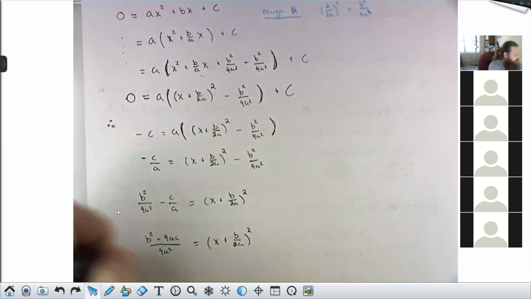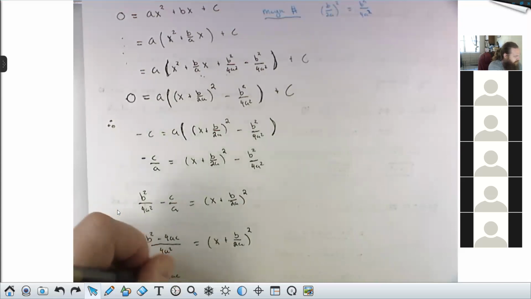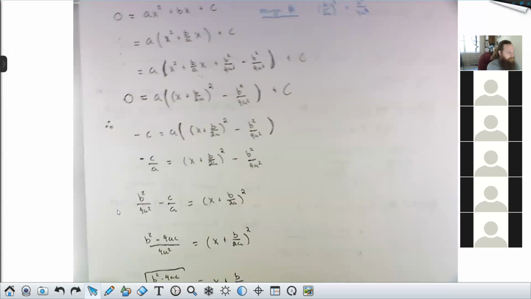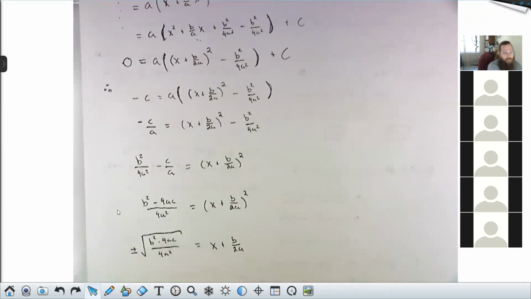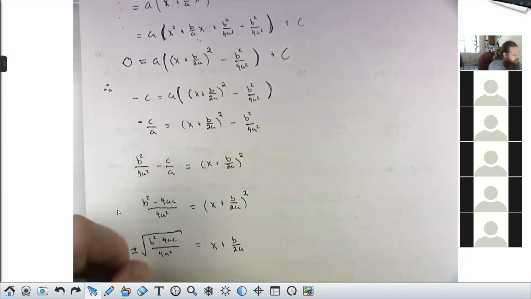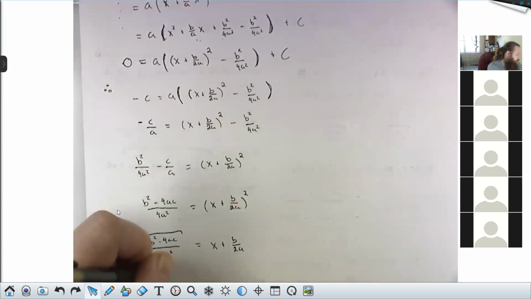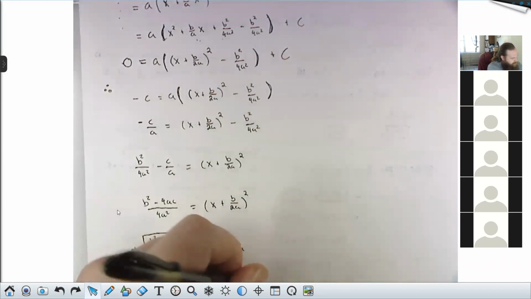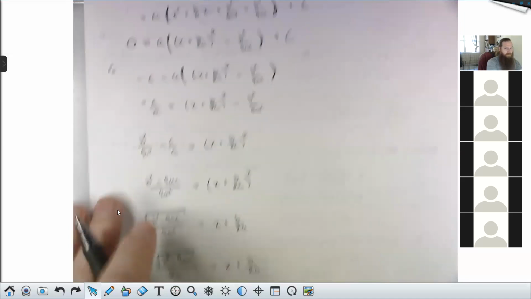When you take square roots on both sides of an equation, you always get a plus and a minus. So I have plus and minus the square root of b squared minus 4ac all over 4a squared, that whole thing inside the square root, and this is equal to x plus b over 2a. I can give the square root to the top and the bottom of the fraction on the left. The square root of the top is just what it is, but downstairs, the square root of 4a squared is 2a. So I'll get plus and minus the square root of b squared minus 4ac all over 2a is equal to x plus b over 2a. Like this.